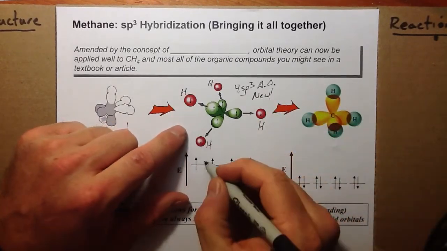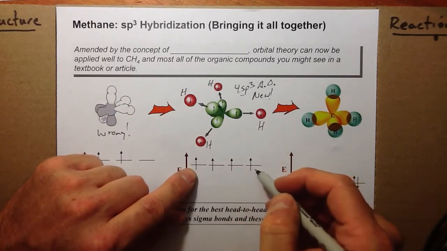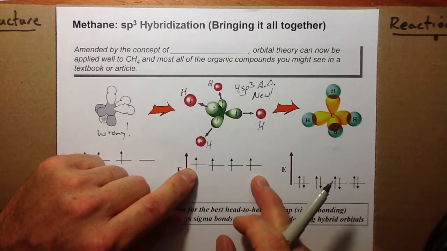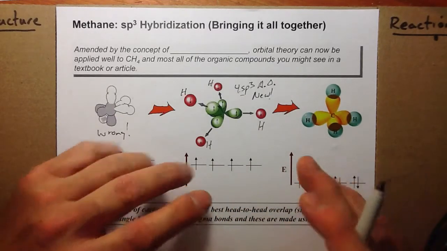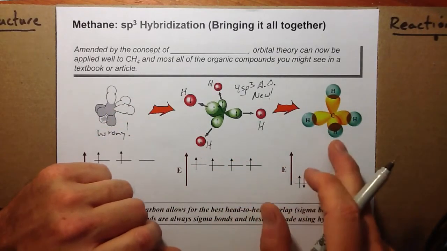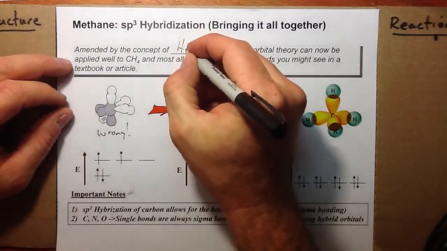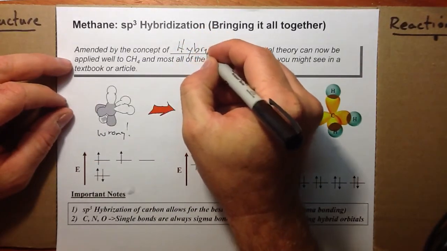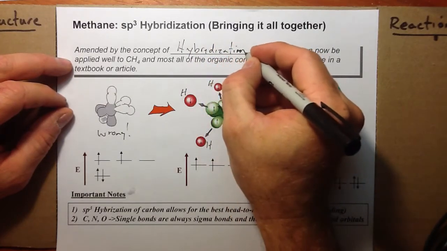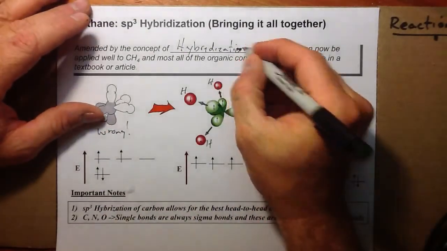And so we bring those hydrogens in. They bring their 1 electron matched up with the carbon's electrons, 1 for each sp3 hybrid orbital, and we get a match between the orbital-based theory and experimentation. Hybridization was key. Amended by the concept of hybridization, orbital theory could match what we saw in the labs. It's a great theory.